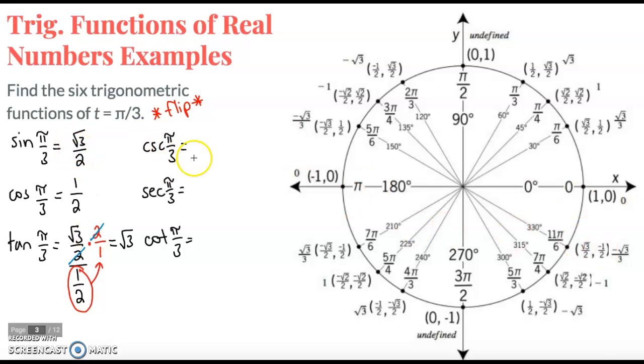So if I flip square root of 3 over 2, I end up with 2 over the square root of 3. If I flip 1/2, it gets me 2 over 1. If I flip square root of 3, which is technically secretly over 1, I'll get 1 over the square root of 3.